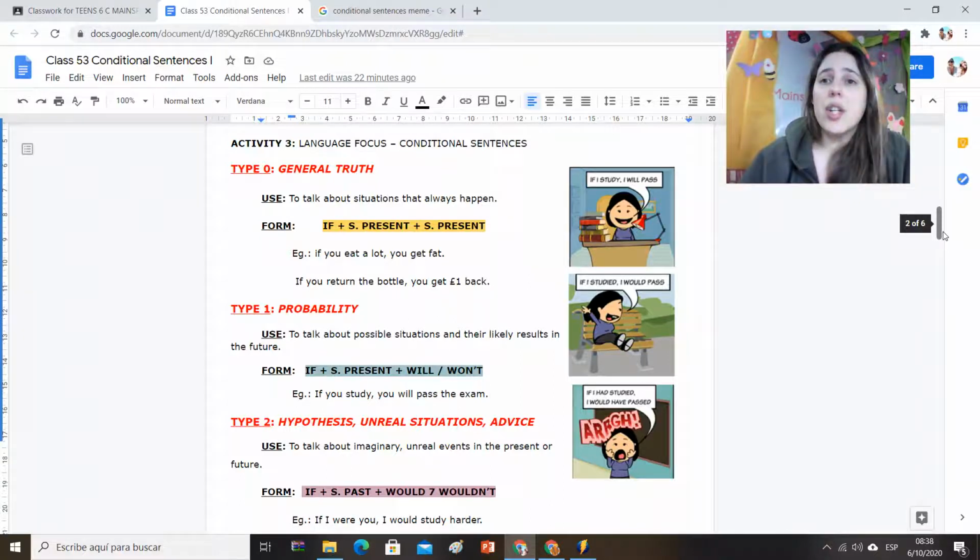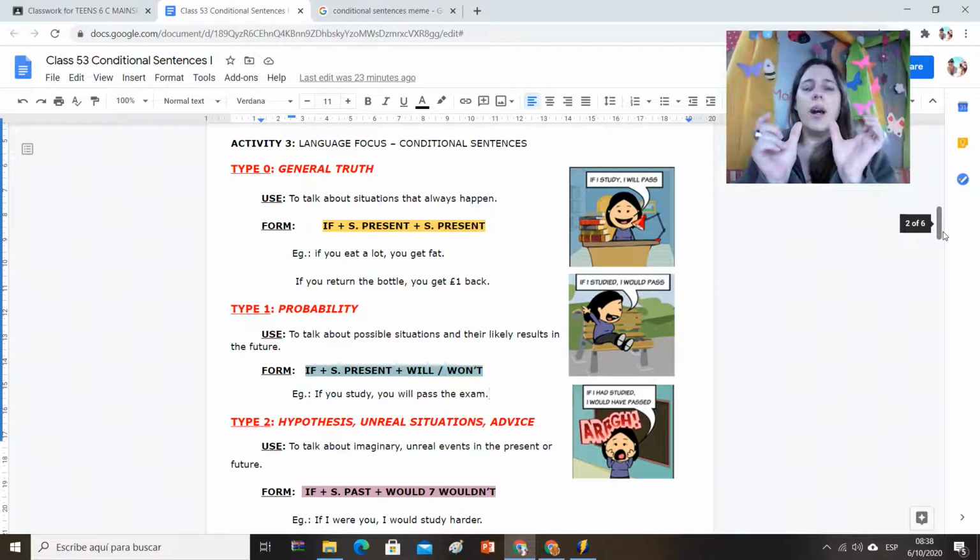And the tense that you are going to use here is simple present for both clauses. If plus simple present and then simple present. Yes, example. If you eat a lot, you get fat or you get a stomachache. If you return this bottle, you get 1 pound back. No matter who does the action, this happens, okay? If you boil water, if you heat water, it boils, okay, at a certain moment. So if simple present and then simple present.